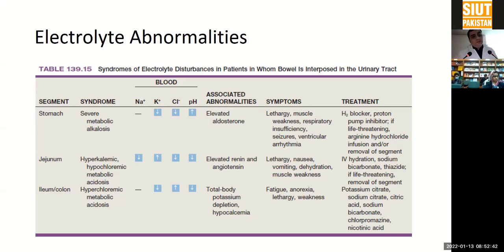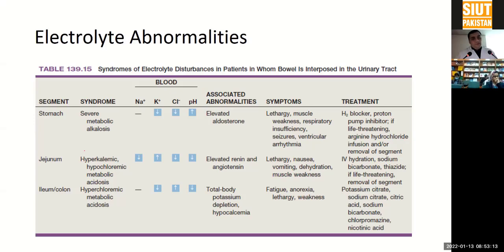When jejunum is interposed as a segment in the diversion, there is hyperkalemic, hypochloremic metabolic acidosis. This is due to increased sodium and chloride secretion by the segment, and there is increased reabsorption of potassium and hydrogen ions. The treatment of choice is hydration, sodium bicarbonate and thiazide diuretics.